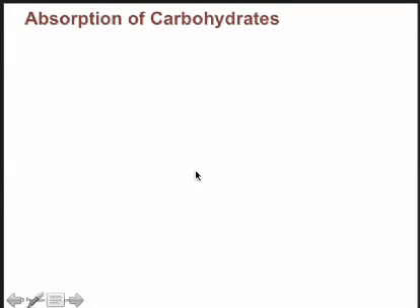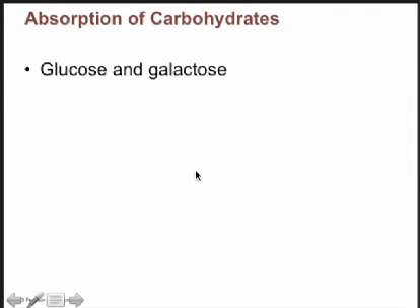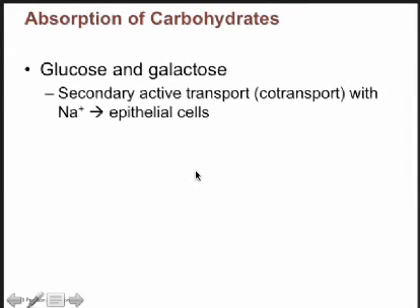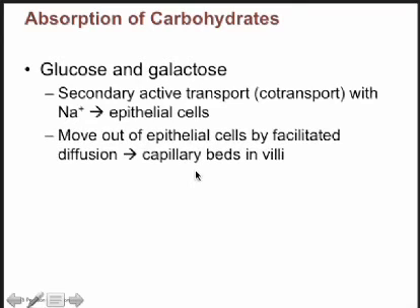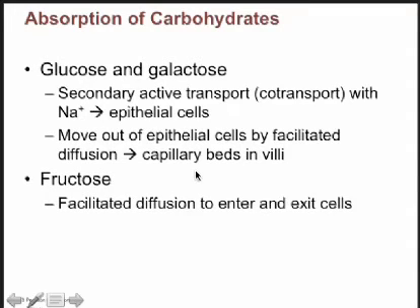Facilitated diffusion, remember, works with the concentration gradient and requires a protein carrier in the membrane in order for the molecule to be able to move across that barrier. Glucose and galactose are moved by secondary active transport with sodium into the epithelial cells and then again by facilitated diffusion into the villi, and fructose again by facilitated diffusion to enter and exit the cells as well.